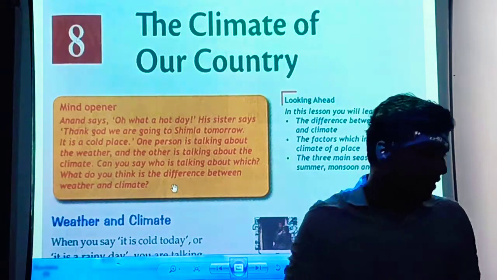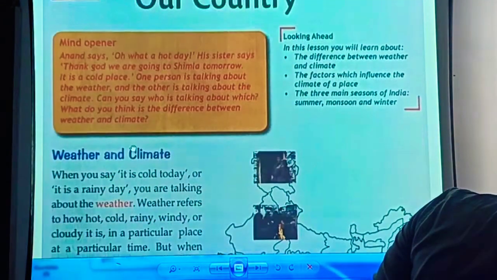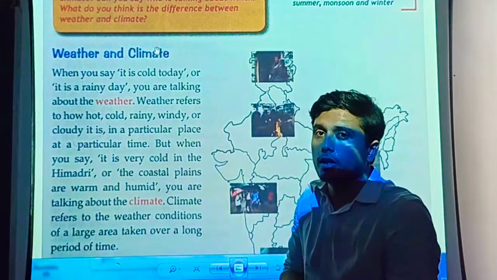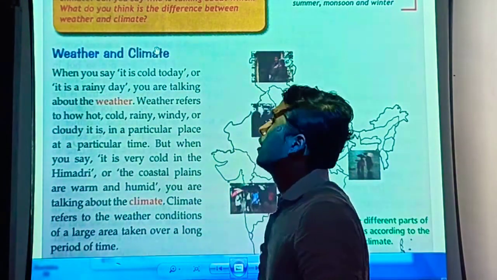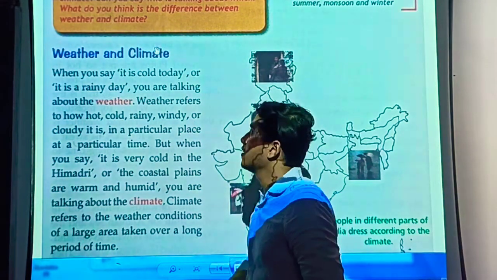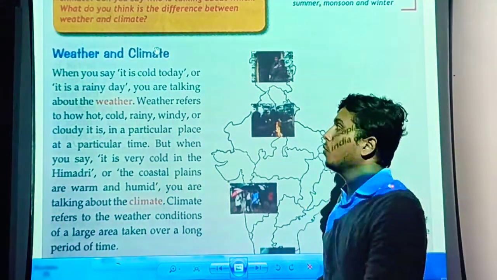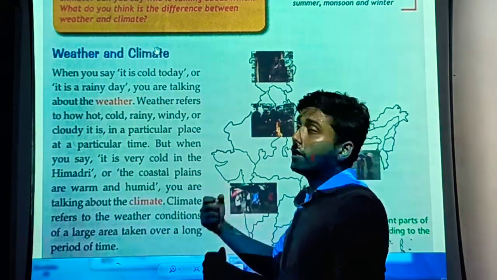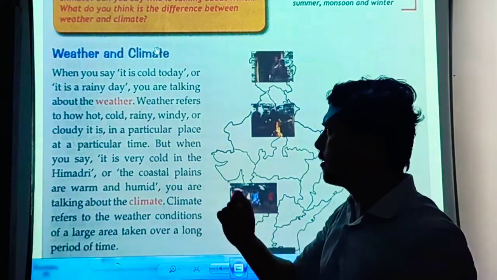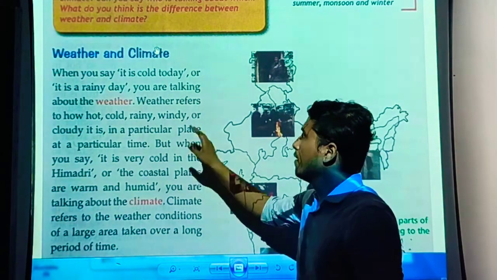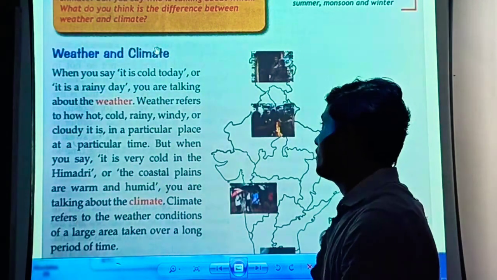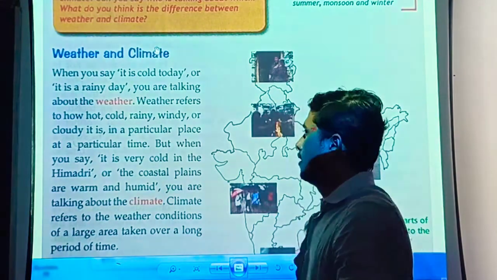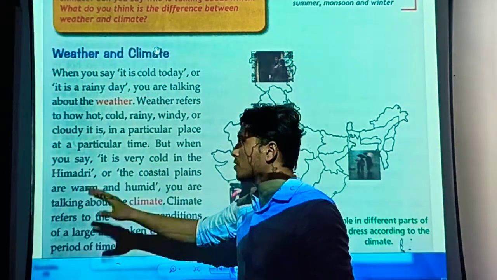So let's start reading what weather and climate actually are and what difference we have. Listen to me very carefully now. When you say it is a cold day or a rainy day, you are talking about the weather. When you talk about a day that it's rainy, cold, sunny, or cloudy, you're talking about the weather. Weather refers to how hot, cold, rainy, windy, or cloudy it is in a particular place at a particular time.